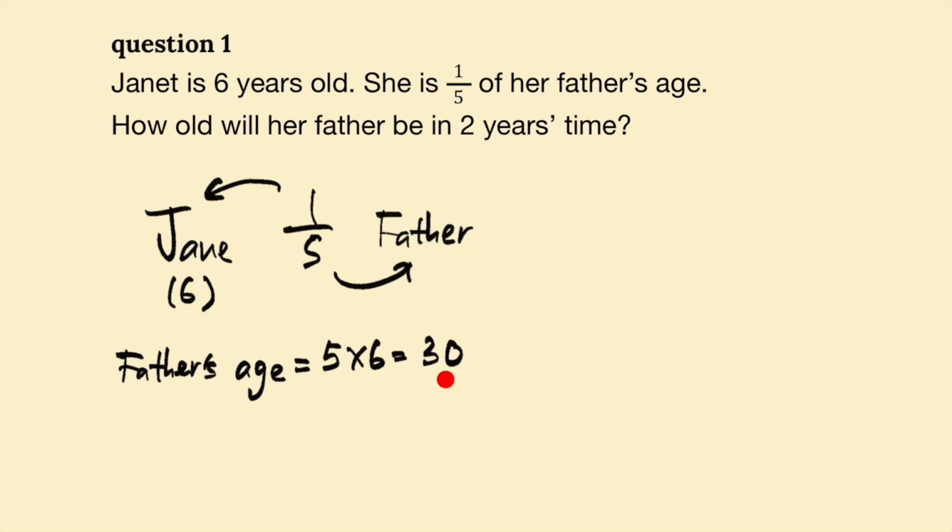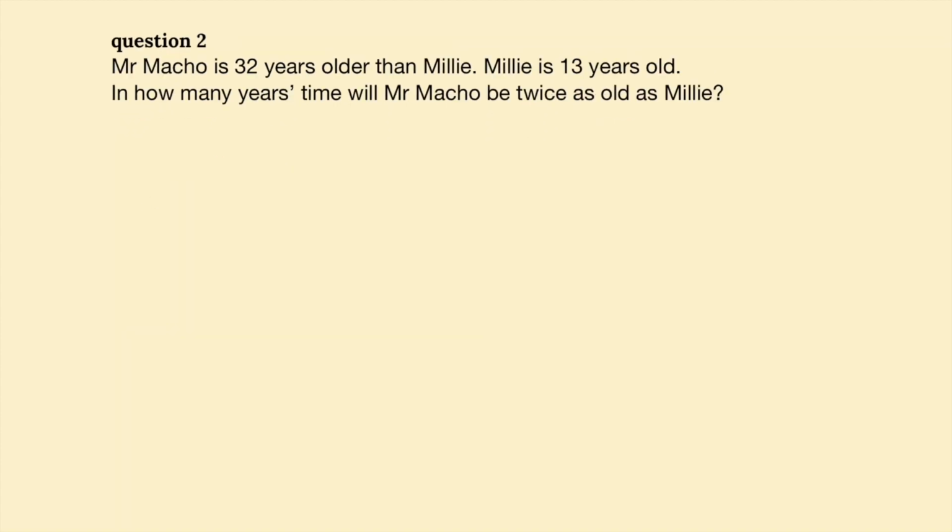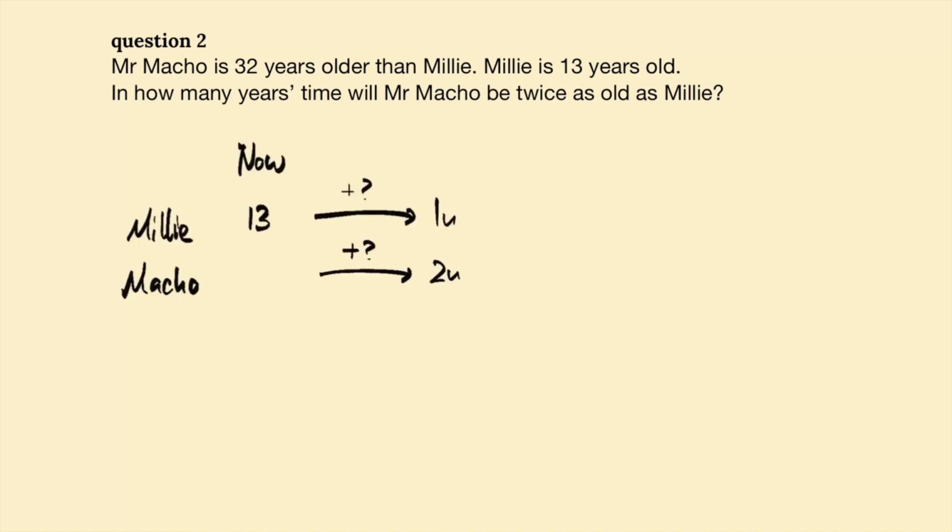that is 30. Okay, so how old will the father be in 2 years' time? Now, currently 30, but in 2 years' time will be 30 plus 2, 32. Mr. Macho is 32 years older than Millie, so the age difference is 32. Millie is 13, so we can actually find Macho right now. In how many years' time will Mr. Macho be twice? So I'm going to show a little diagram that I usually use.